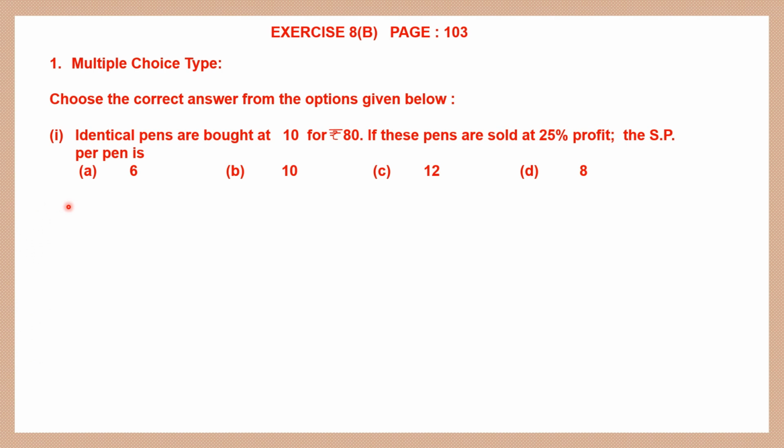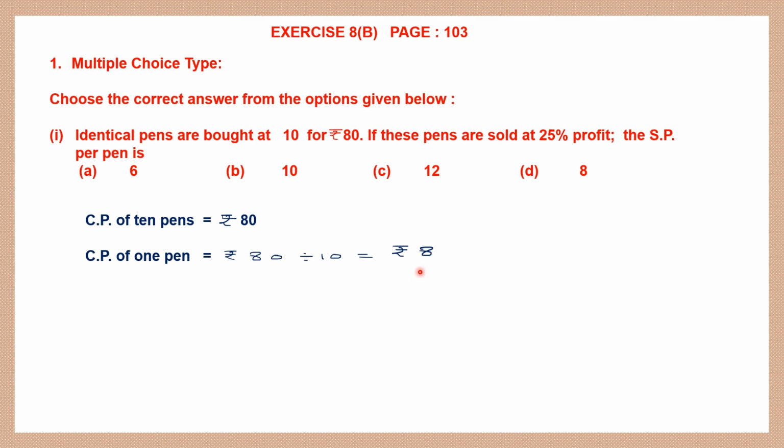So here what have we been given? We have been given the cost price of 10 pens and we've been given the profit percent. So the formula to find selling price when cost price and profit percent are given is what you're going to apply here. Now here we've been given the cost price of 10 pens. We have to find the cost price of 1 pen. So let's begin by saying cost price of 10 pens is 80 rupees. So cost price of 1 pen will be 80 rupees divided by 10. 80 divided by 10 is 8. That means the cost price of 1 pen is 8 rupees.